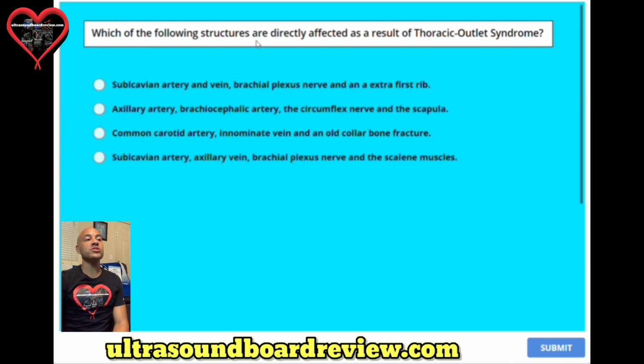Question 69. Which of the following structures are directly affected as a result of thoracic outlet syndrome? A, subclavian artery and vein, brachial plexus nerve, and an extra first rib. B, axillary artery, brachiocephalic artery, and the circumflex nerve and the scapula. C, common carotid artery, innominate vein, and an old collarbone fracture. Or D, subclavian artery, axillary vein, brachial plexus nerve, and the scalene muscles. The answer is A, subclavian artery and vein, brachial plexus nerve, and an extra first rib.